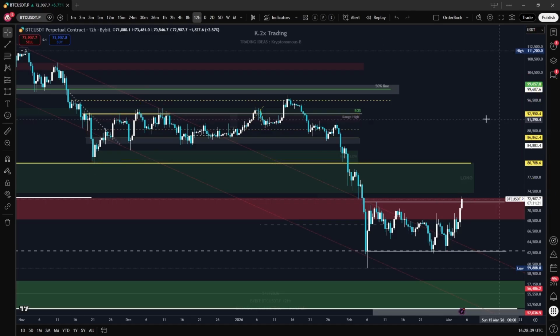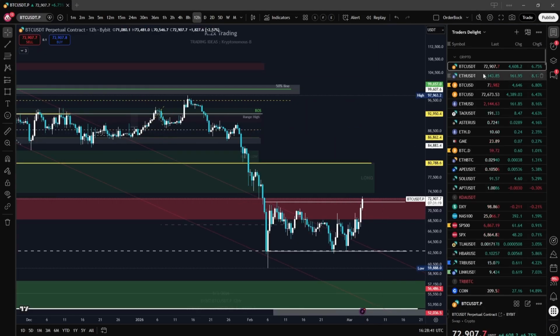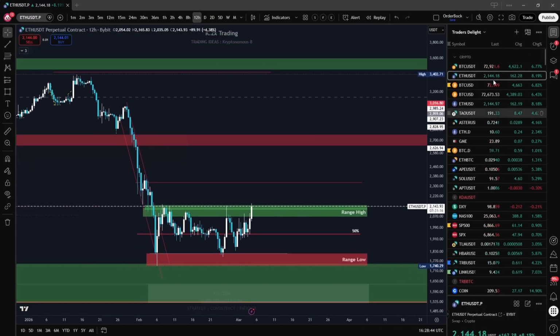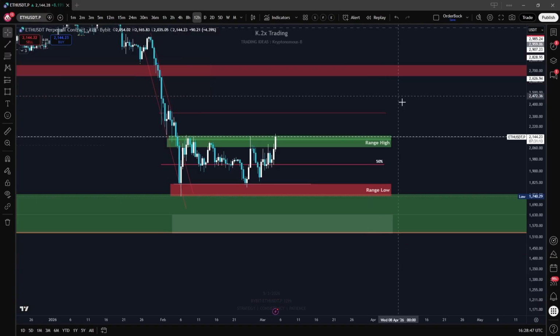All right, last thing I want to do is go over to Ethereum, because Ethereum is making its way up to the top two. Actually, it's doing pretty well here.